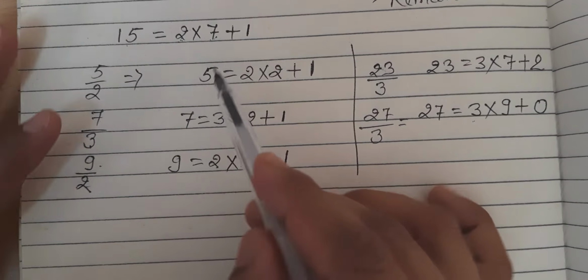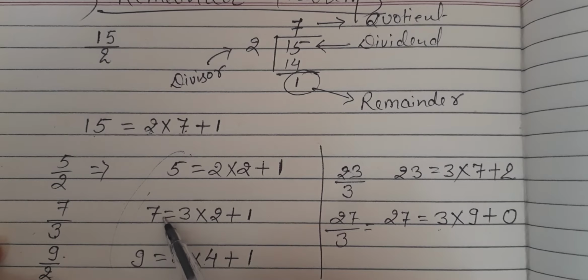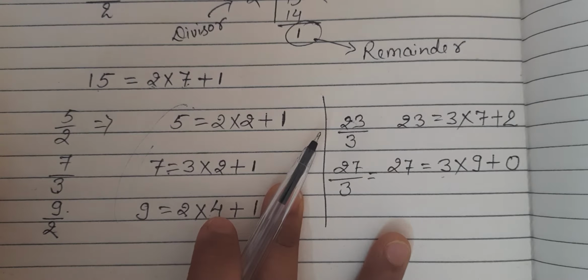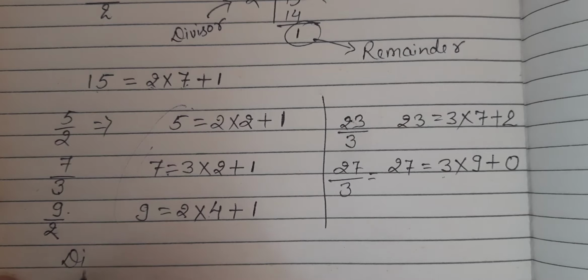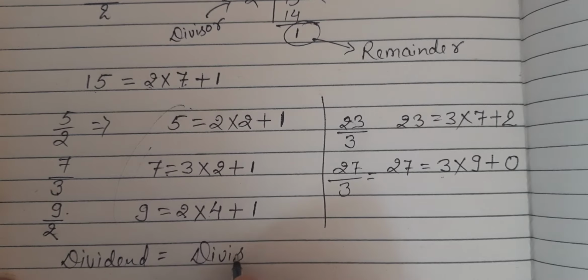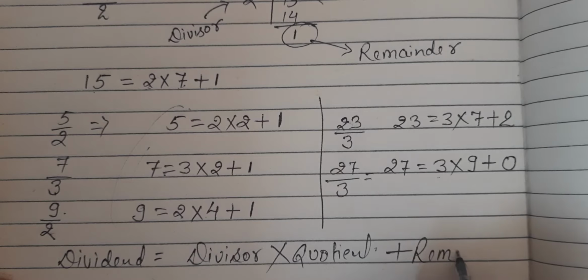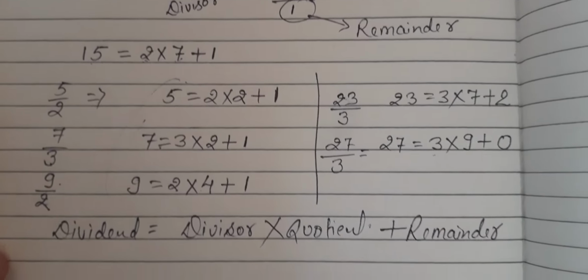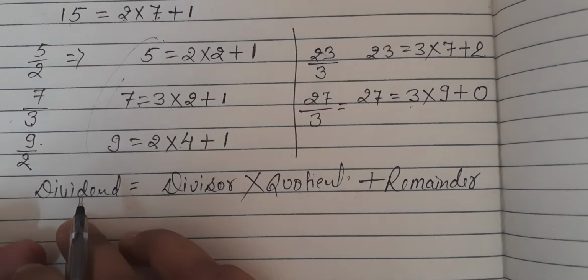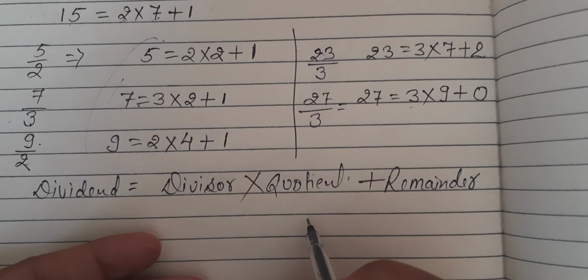Understood? So this is called dividend. So in each case, in general form, we can write this dividend is equal to divisor multiplied by quotient plus remainder. Okay, whenever we divide any number, this number is called dividend, which is equal to divisor multiplied by quotient plus remainder. Okay, first thing.